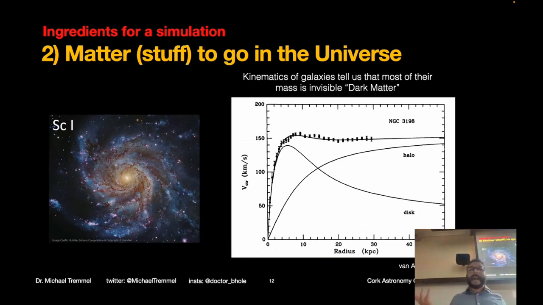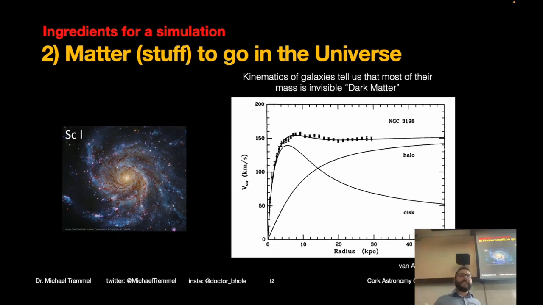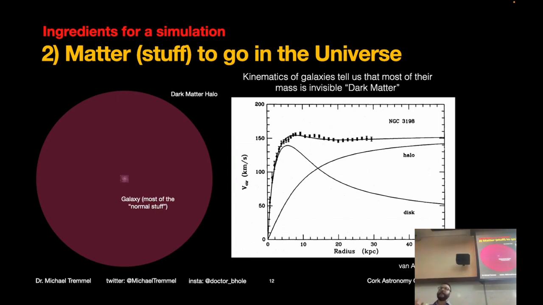And so when we think about a galaxy like this here, really, this is just the tip of the iceberg of what a galaxy actually is. Because in reality, this is just a teeny tiny point in the middle of a big structure that we call a dark matter halo.